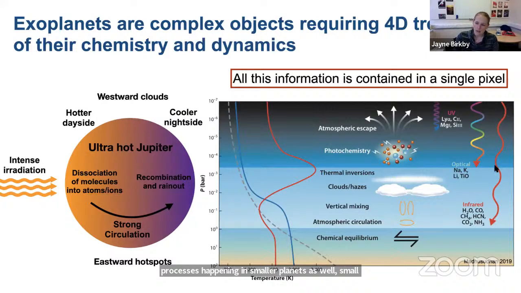And every wavelength that we can access as well gives us information for different processes. So the wider the wavelength we can cover, the better. So lots of information contained in a single pixel.